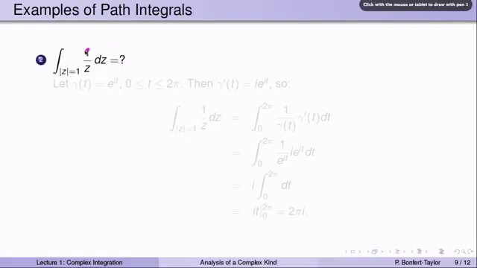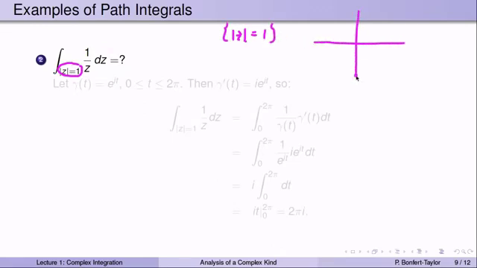Here's another example. Suppose I wanted to find the integral of 1 over z dz over the curve where the absolute value of z equals 1. Now this is a notation that we haven't used so far. The absolute value of z being equal to 1 denotes this circle of all those z's where the absolute value of z is 1. So it's the circle of radius 1.